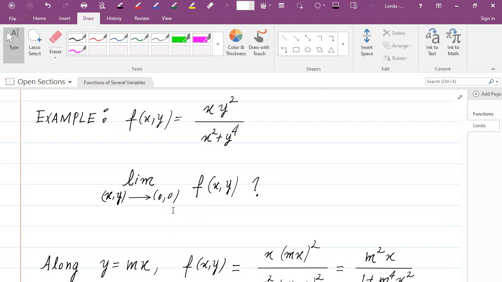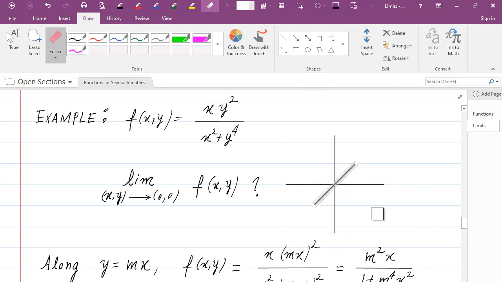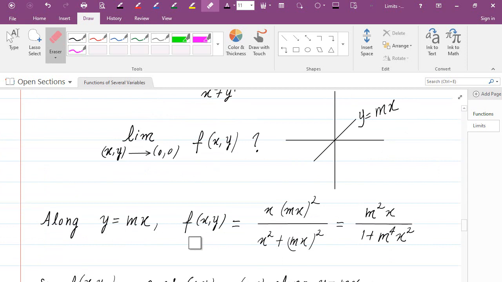So basically what I'm going to do first is let (x, y) approach the origin along any straight line. Let's say we take a straight line that passes through the origin, so the equation of that straight line would be y is equal to mx, right? So along this line, the value of the function would be what?